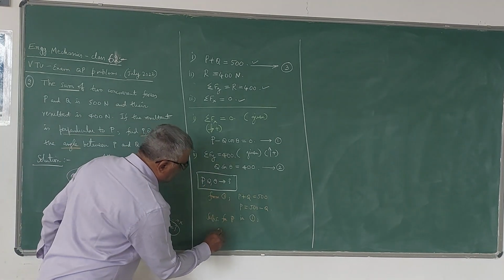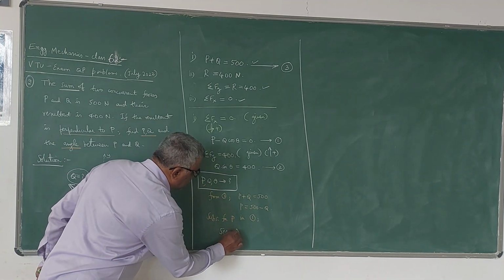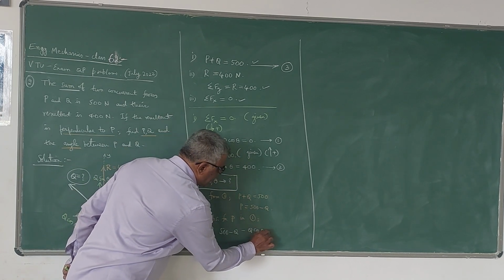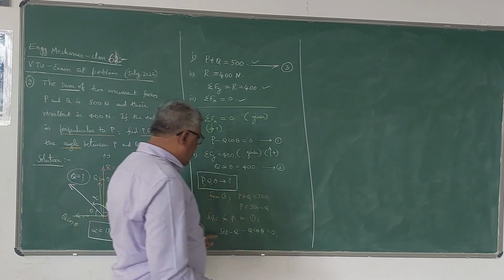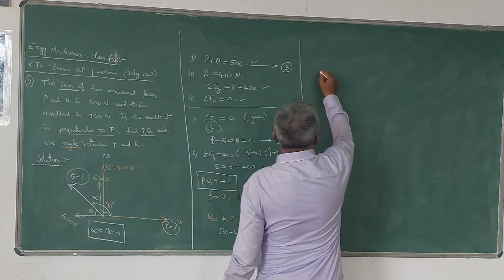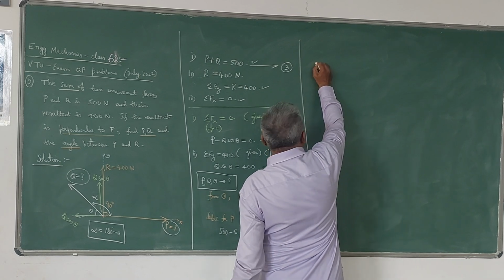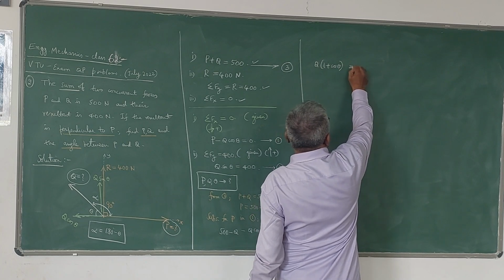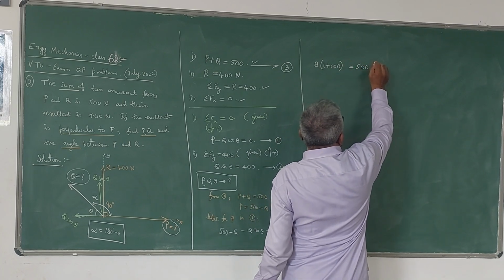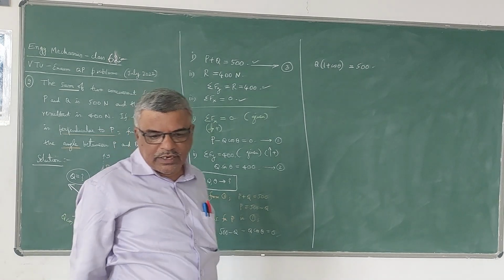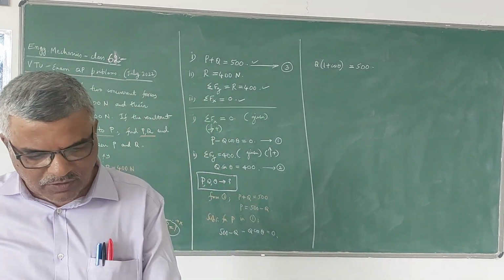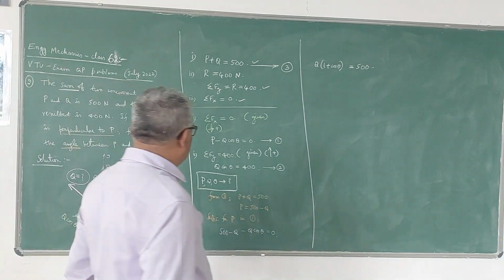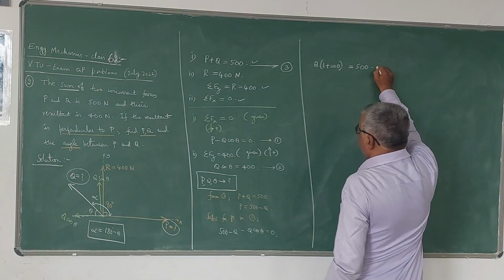So, P is 500 minus Q, minus Q cos theta is equal to 0. Now I can write it as Q into 1 plus cos theta is equal to 500. Q into 1 plus cos theta is equal to 500. That's what we get. I will take this as equation 4.